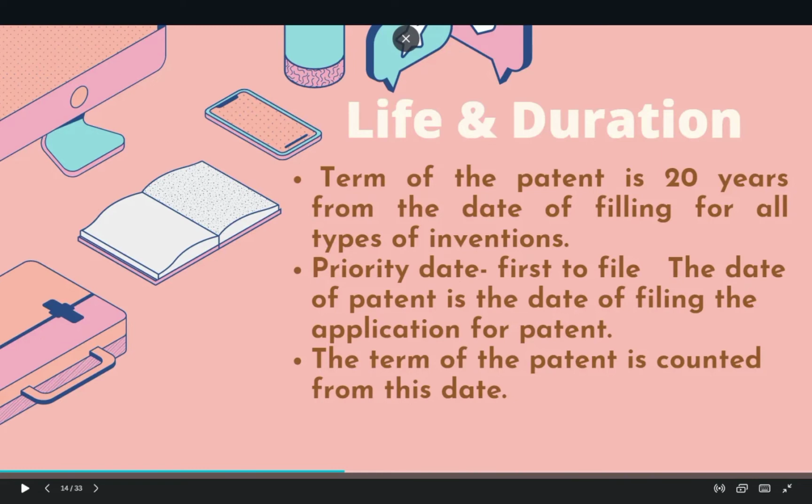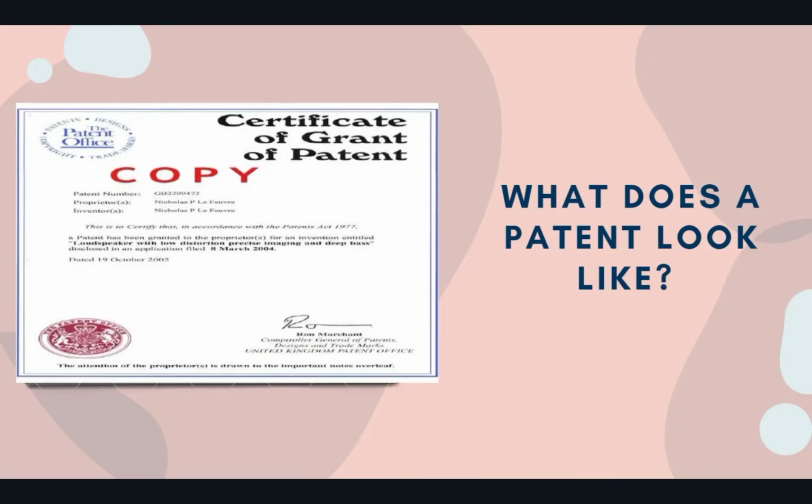Priority date is the first to file. The date of patent is the date of filing the application for patent. The term of the patent is counted from this date. This is what the patent looks like.